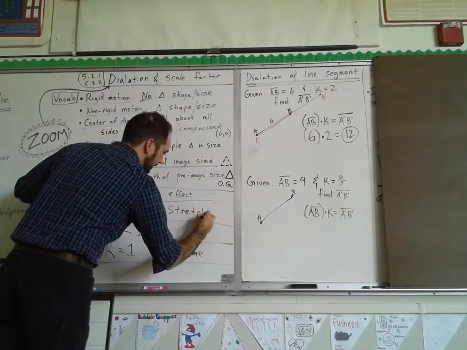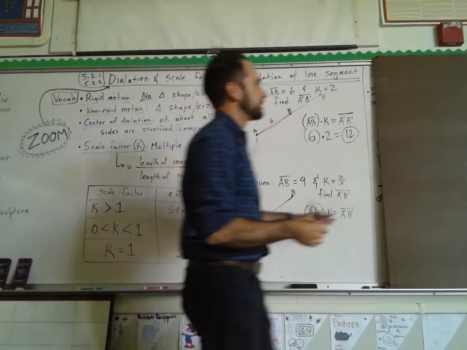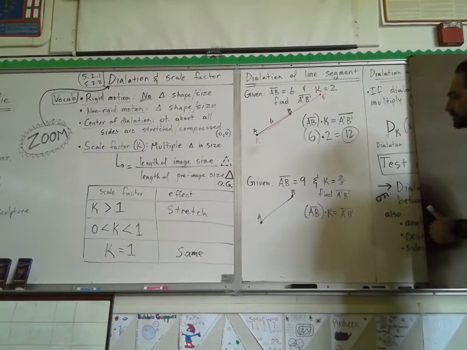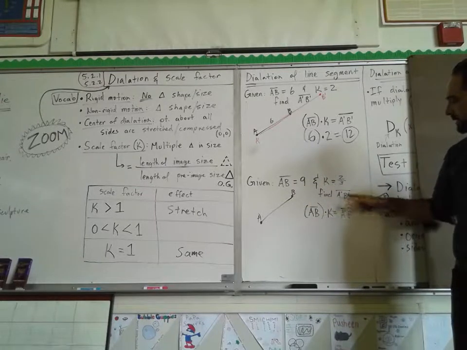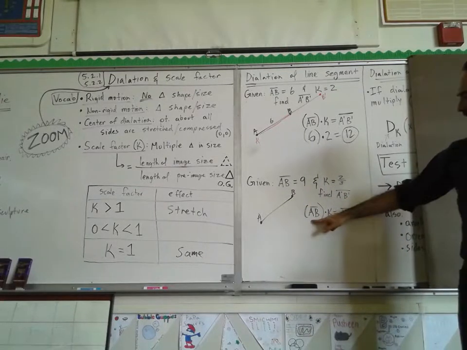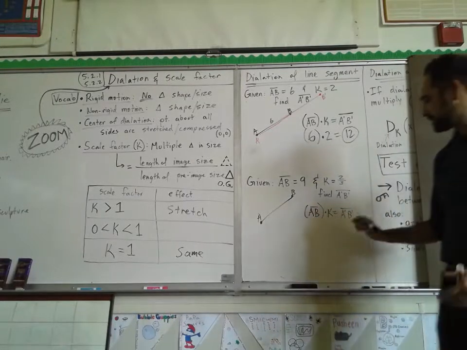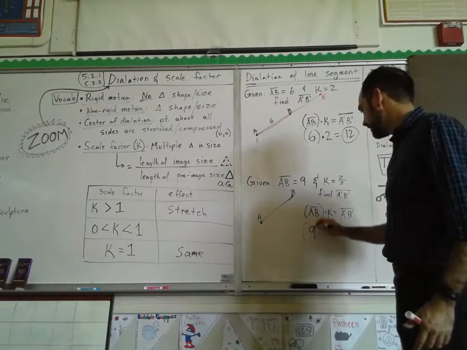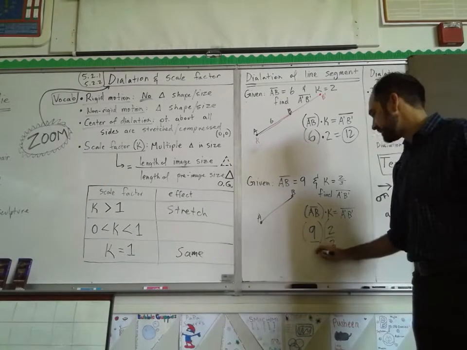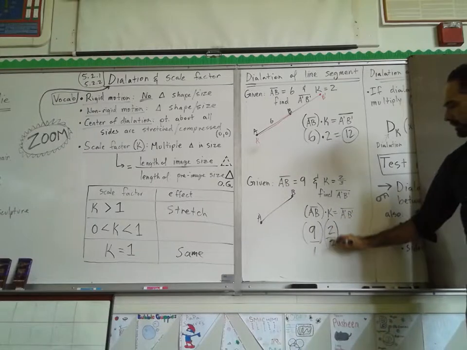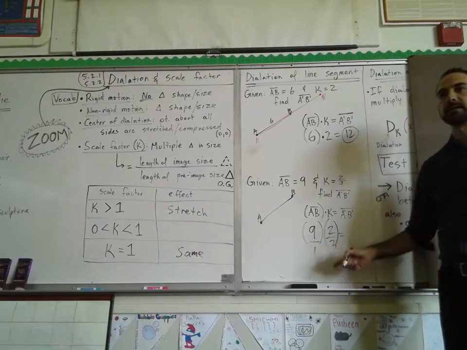All right, so let's do this next one, and I think we know what this is, but let's still do it. So looking here, AB is 9, K is 2/3, find A prime B prime. So what am I going to put in here for AB? AB line segment is 9. K is 2/3. I'm just going to put 9/1 for fun. And then we can multiply straight across, or we can cancel some things out.